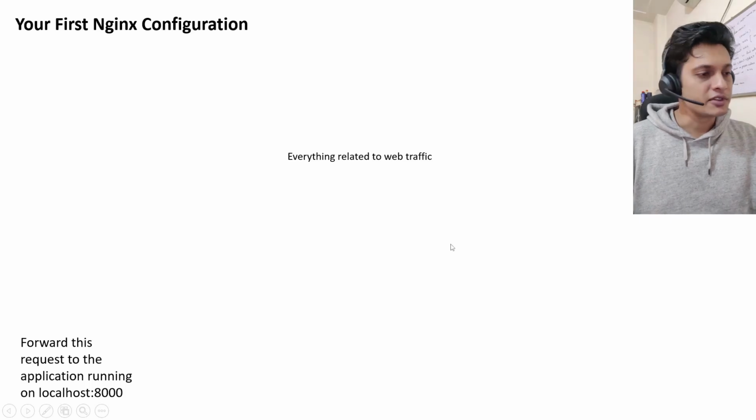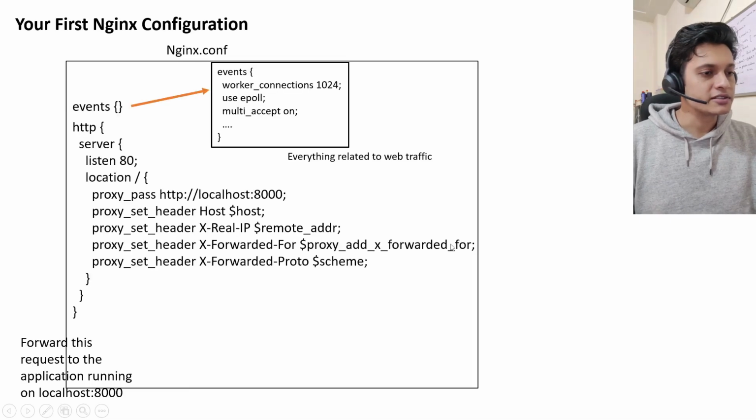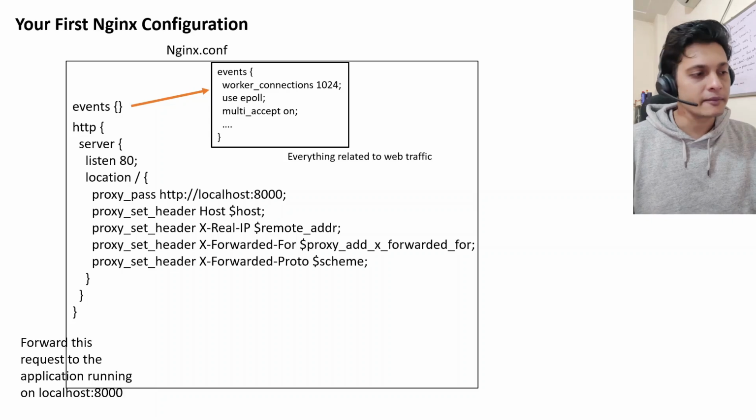Your first Nginx configuration. Inside this configuration file, just do not look at this arrow and this block and this writing. Just focus on the events and the HTTP block. Now let's start with what this Nginx configuration contains and why these keywords are written there.